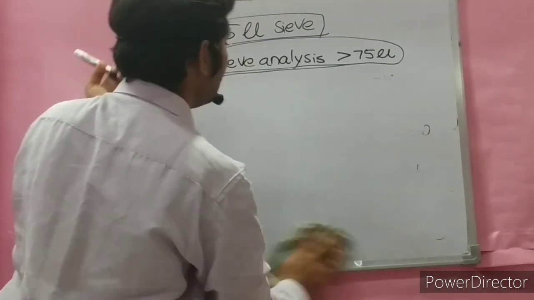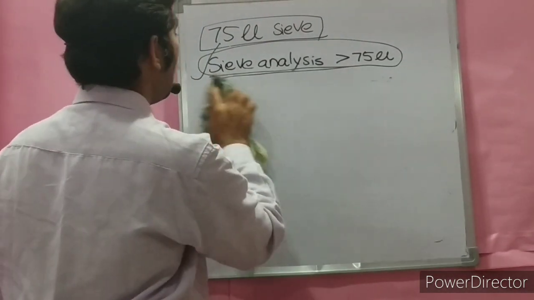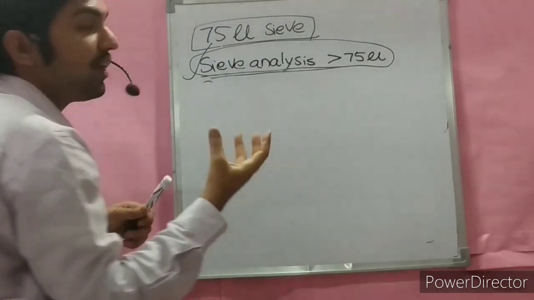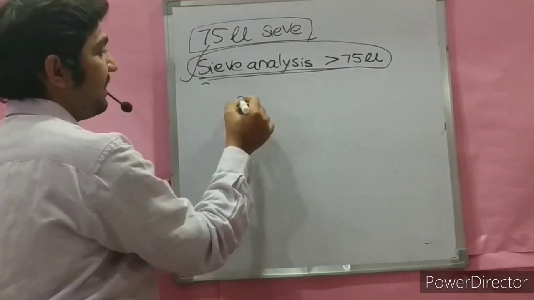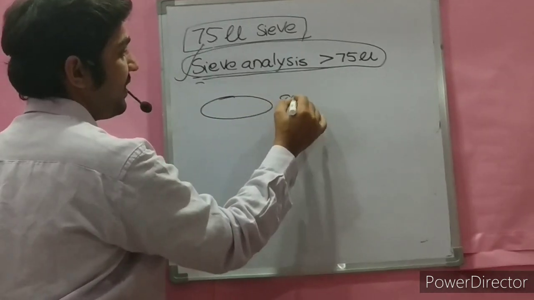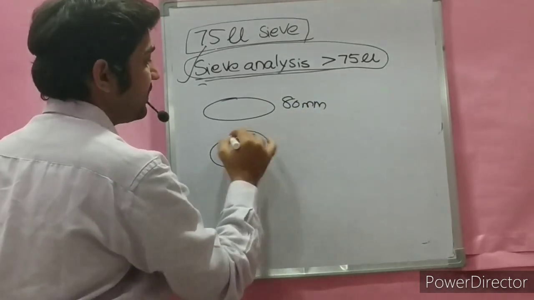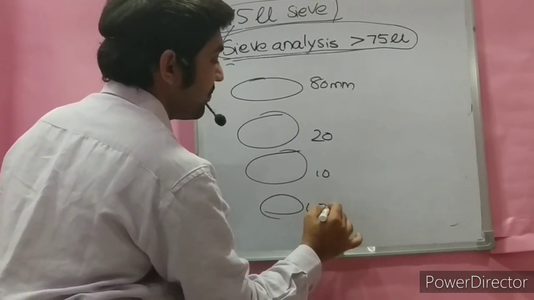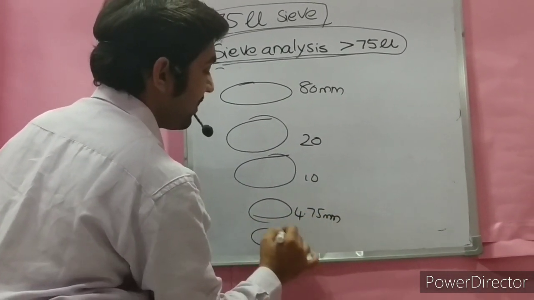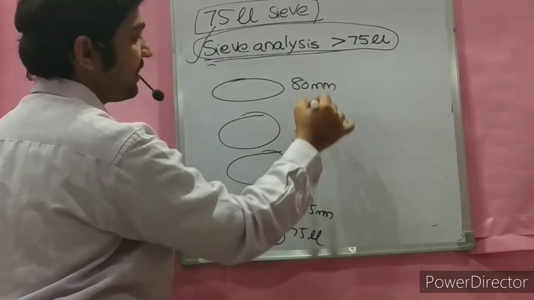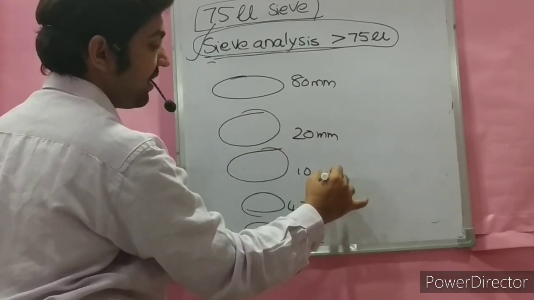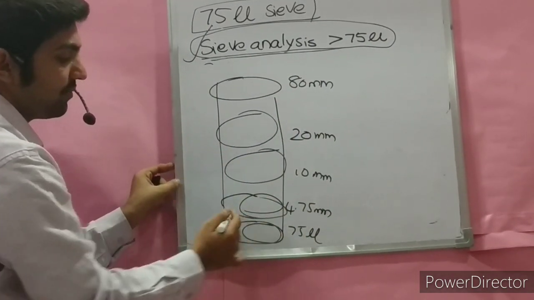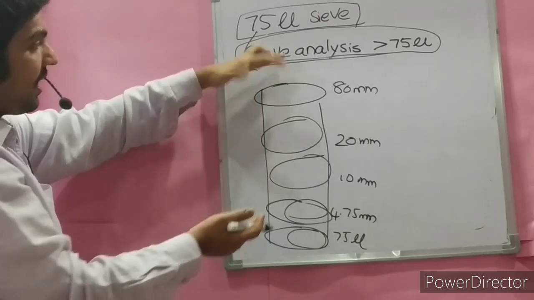Mainly, sieve analysis is used for particle size greater than 75 micron. What will we do in the laboratory? We will take different sieves: an 80 mm sieve, 20 mm sieve, 10 mm sieve, 4.75 mm sieve, like that, and a 75 micron sieve. These are the different sizes of sieves used in the laboratory. All of these are put in the sieve shaker.